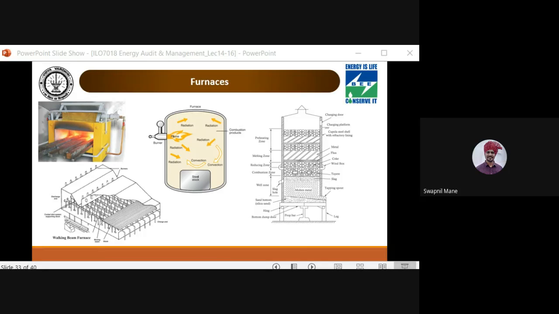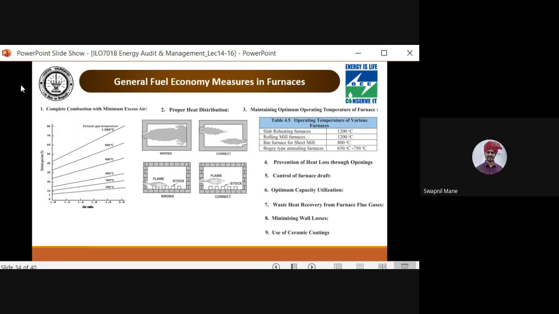Okay, then there is the hot blast cupola, in which the temperature can be as high as 800 degrees Celsius, where sensible heat is added and it activates the combustion of coke, leading to rising combustion temperature. Then there are induction furnaces, walking beam furnaces, right? So different types of furnaces are there, which we are operating for different applications. Okay, so moving further, you see that there are some general guidelines or fuel economy measures in furnaces. We will discuss them one by one.